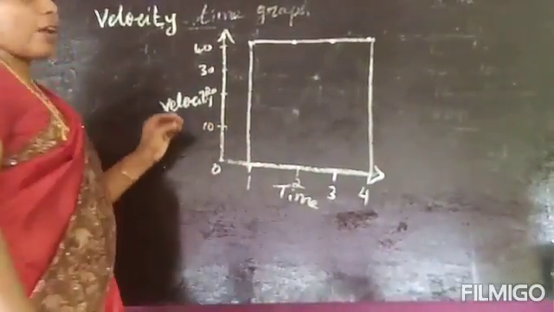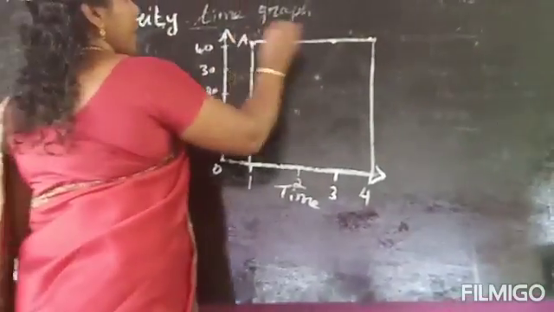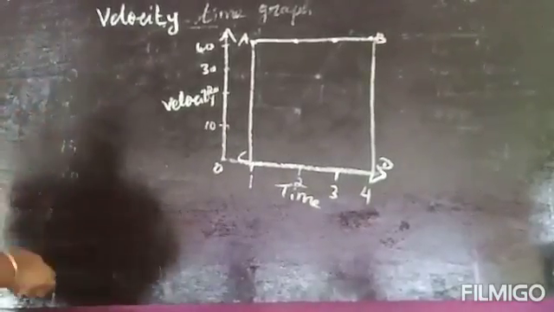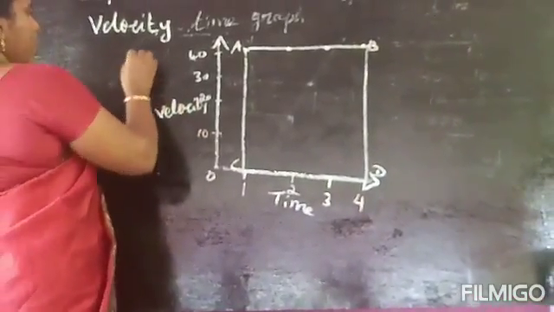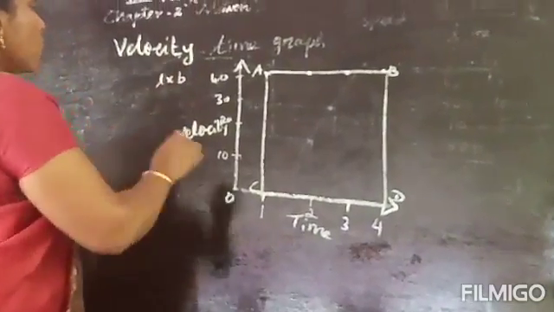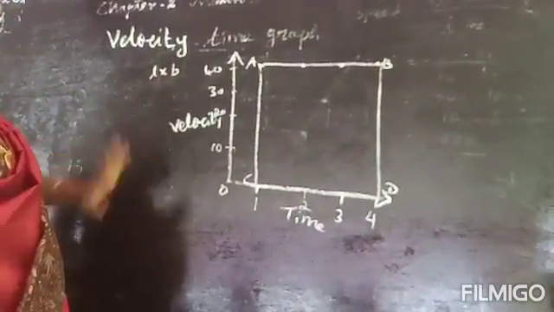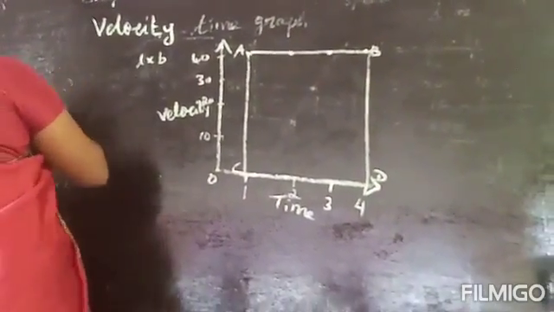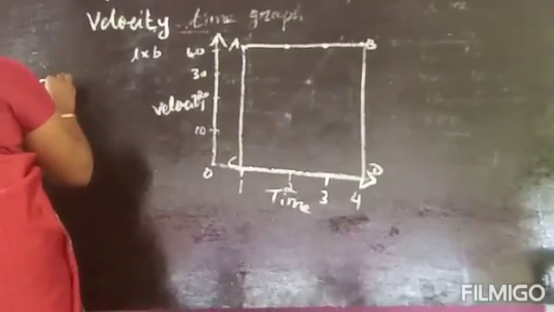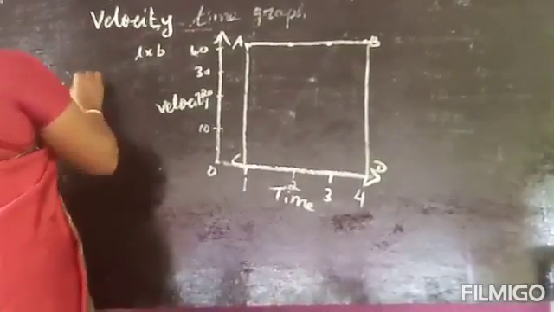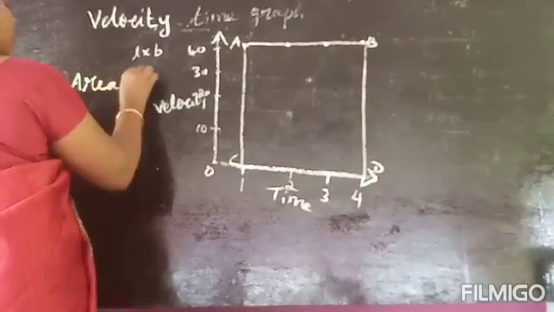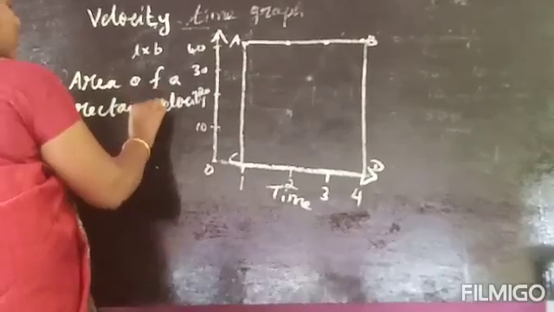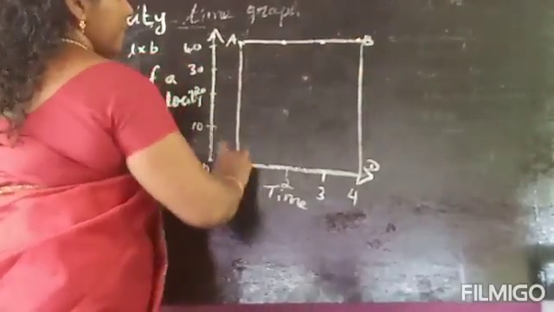Now, what is the formula for the area of a rectangle? Suppose here A, B, C, D. All of you know the area of a rectangle formula, L into B. So here we have to find the distance or displacement. We denote distance or displacement with the letter S. So S equal to the area of a rectangle, area of rectangle ABCD.